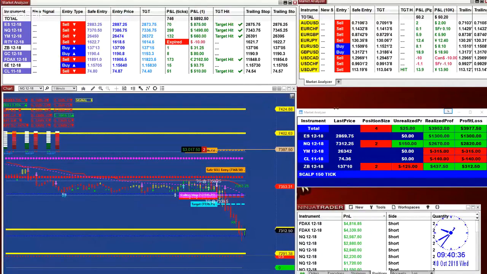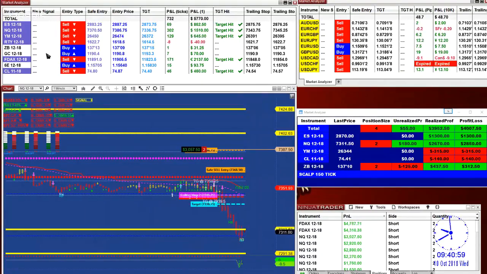What we have here, we are using three different automated trading systems. The first one here is your market analyzer. You will have a new signal right there in front of you. You're very welcome to follow us on a sim. We're not responsible for your trade. We're not collecting money, we're not collecting emails, we're not collecting anything out of you. We're just sharing our information for free with you.